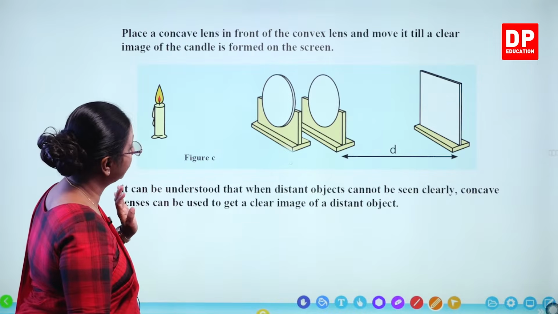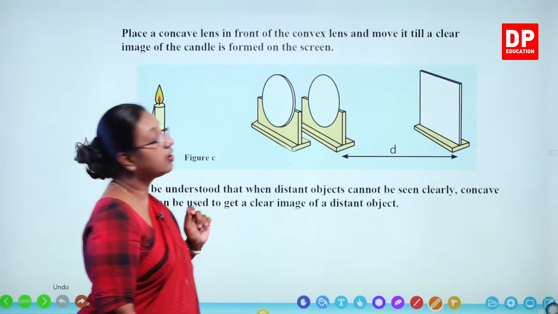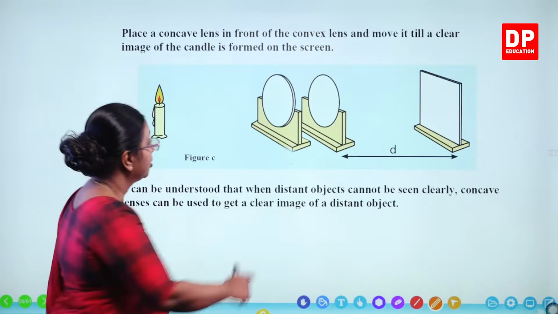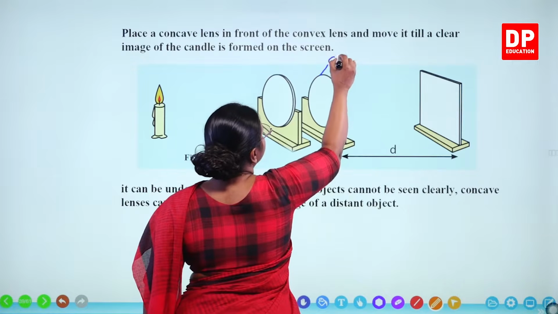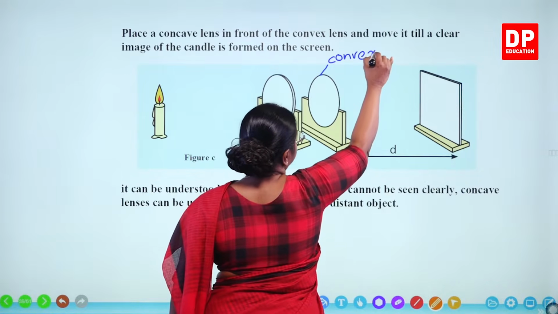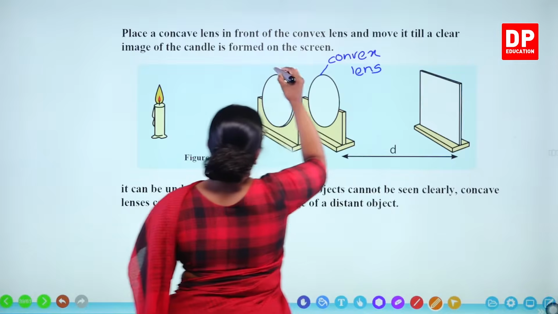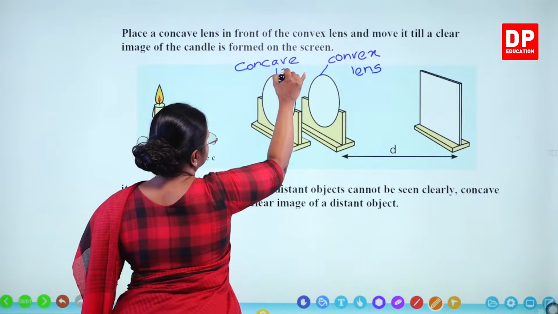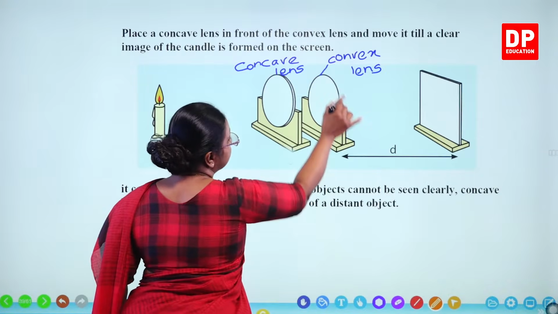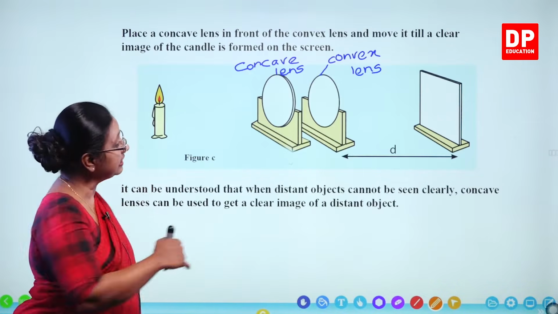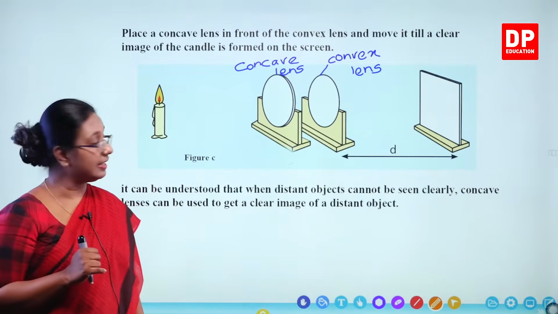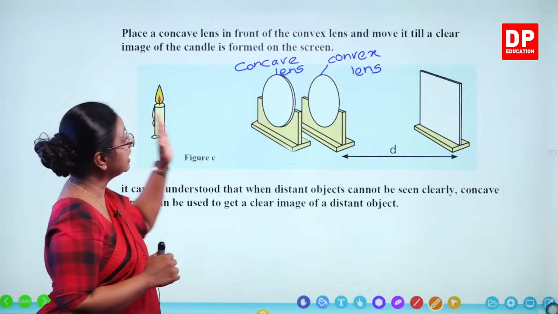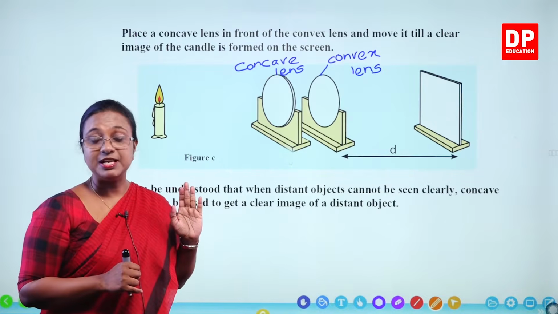Then what we do is we place a concave lens between the candle and the first lens. So this is going to be the convex lens, and this is the concave lens. That is the lens in our eye, and the screen is similar to the retina. The distance is still fixed. We could not see this candle clearly. We only got a blurred image before.